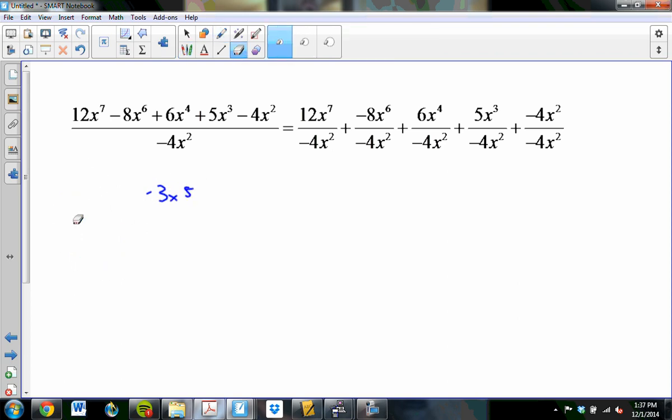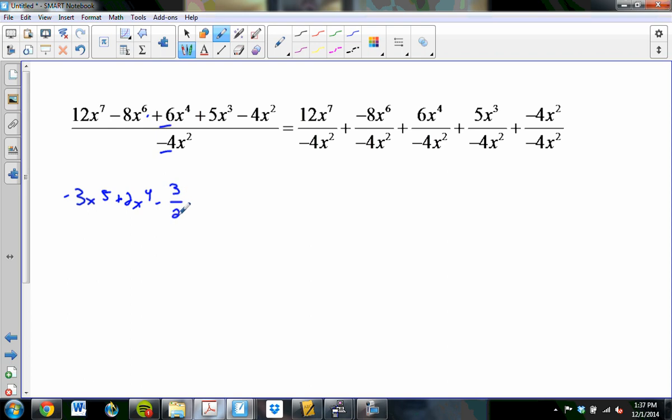I'm basically going to follow that process for every step along the way. Negative 8 divided by negative 4 is positive 2. X to the 6th divided by x squared is x to the 4th. 6 divided by negative 4, they don't divide cleanly, but 6 divided by negative 4 I can reduce to negative 3 over 2, and x to the 4th divided by x squared is x squared. 5 and negative 4 can't reduce at all. This will become 5 over 4x.